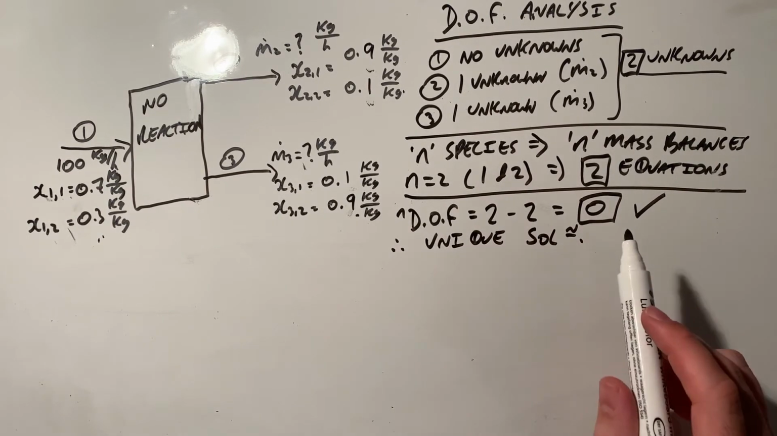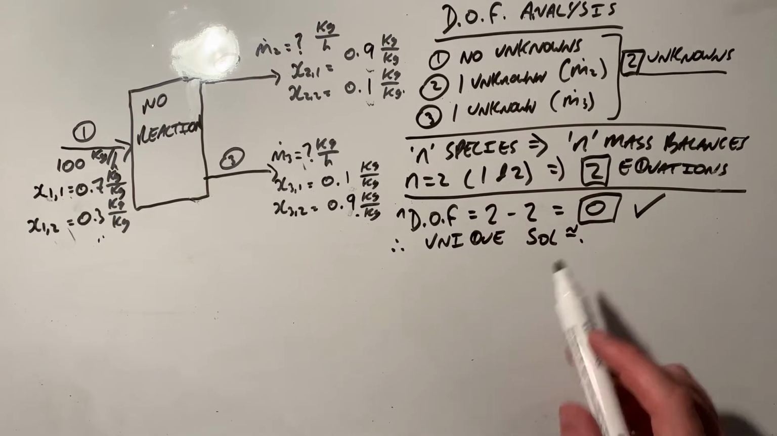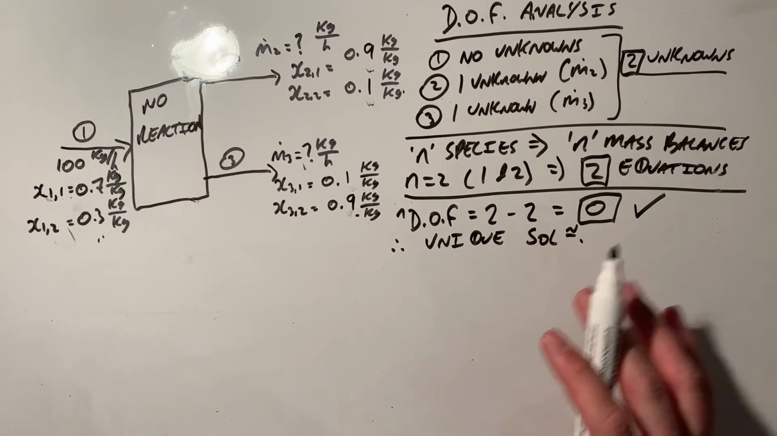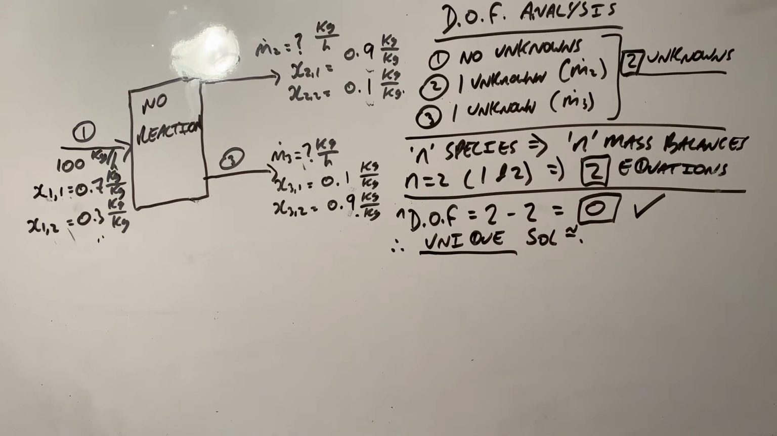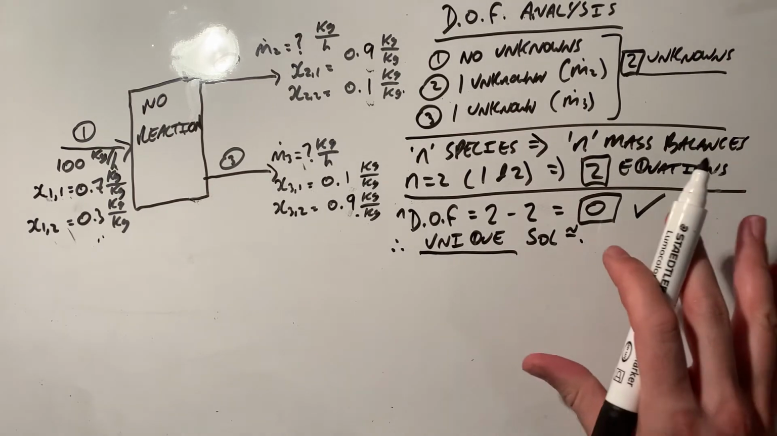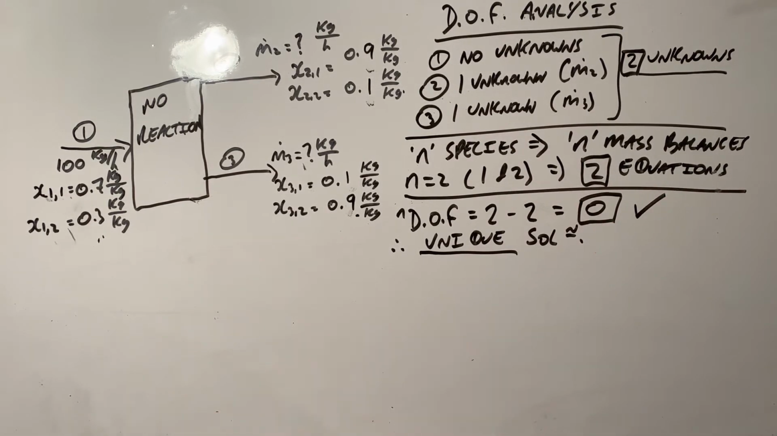If the number of degrees of freedom is bigger than 0, it means that you can still solve it. It's just that technically you'll have infinitely many solutions. There will not be this desired unique solution. So now that we've done our degree of freedom analysis, we can now move on to writing our material balances.